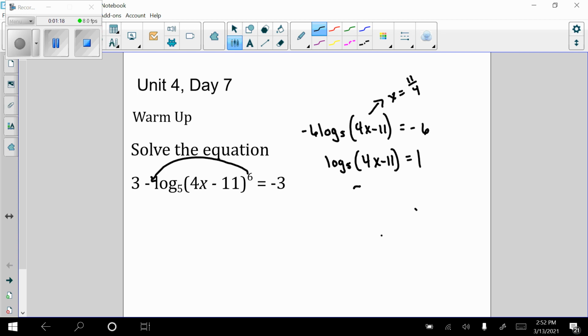Change to exponential now that I have that log isolated. I'm going to add 11, so 5 plus 11 is 16. If I divide both sides by 4, I get x equals 4. And 4 is greater than 11/4, so that should work just fine.